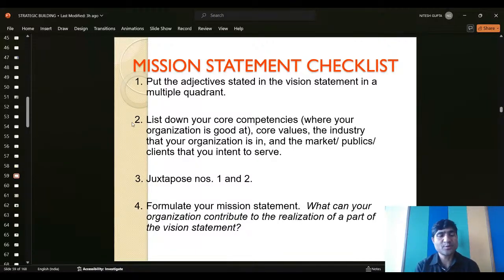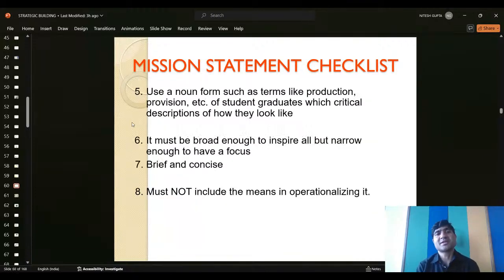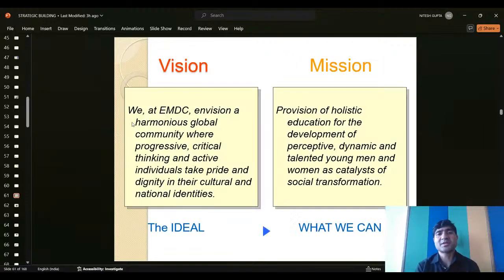You will have to juxtapose number 1 and 2 and then formulate your mission statement. What can your organization contribute to the realization of a part of your mission statement? Then the next checklist is to use a noun form, such as terms like production, provision, etc. of student graduate, with a critical description of how they look. It must be broad enough to inspire all but narrow enough to have a focus. Brief and concise, and must not include the means of operationalizing it.